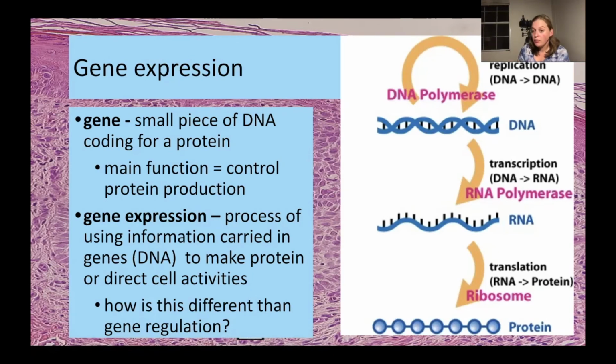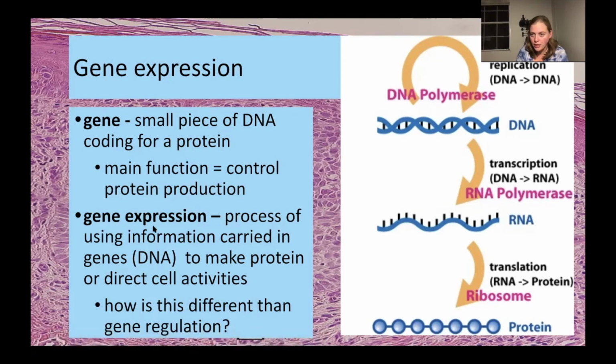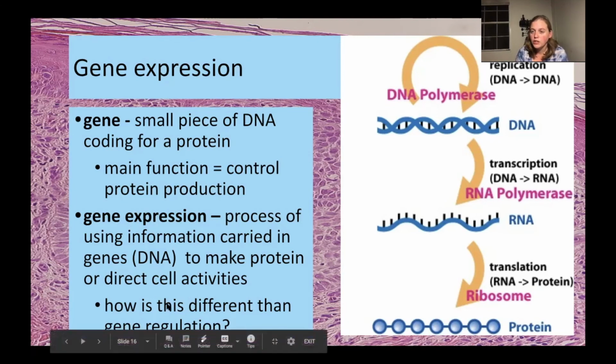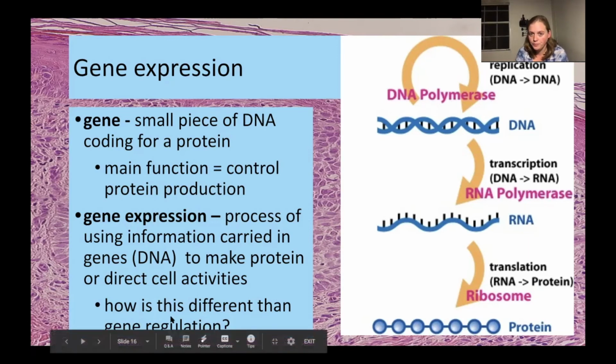So this whole idea of making a protein can be thought of as gene expression. Gene expression, we are simply taking this gene, this small piece of DNA that codes for a protein, and we are using it to actually make that protein. Gene expression is a little different than regulation. Gene expression is just taking that information and using it to make the protein. Gene regulation goes a little further. Gene regulation talks about when to make the protein, the amount of protein to make, in addition to the type of protein. So this is a little bit more to regulation.